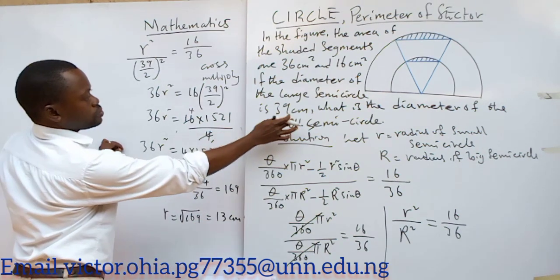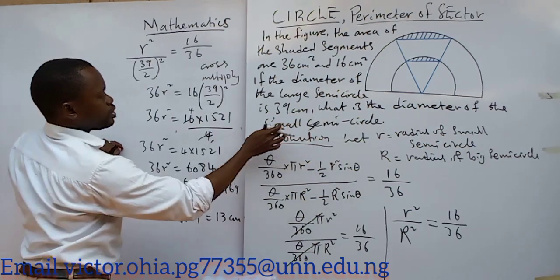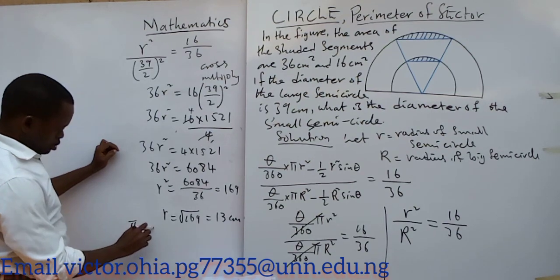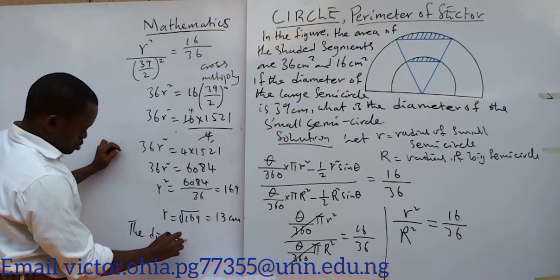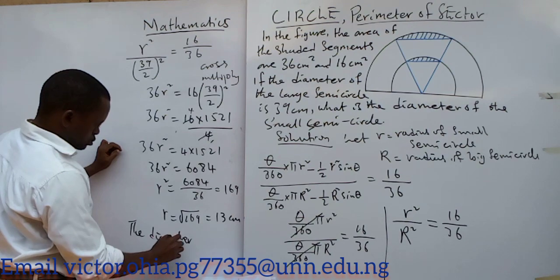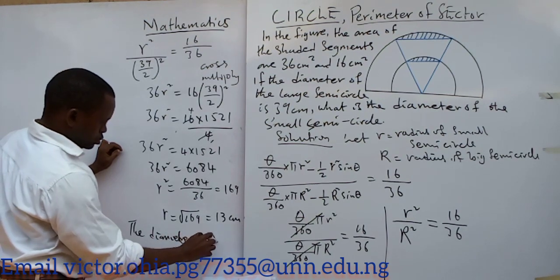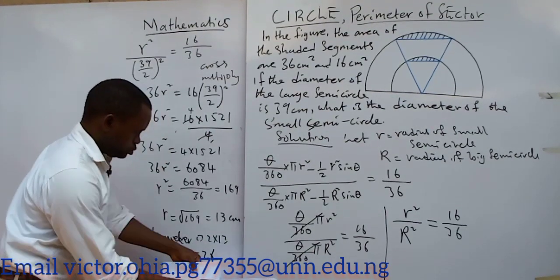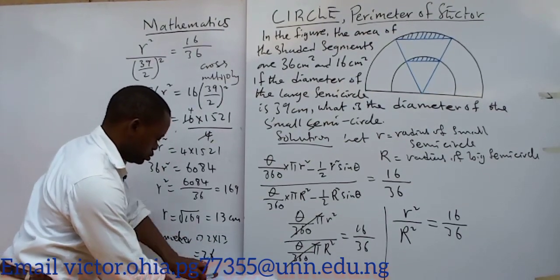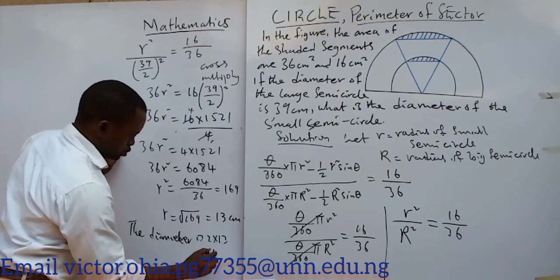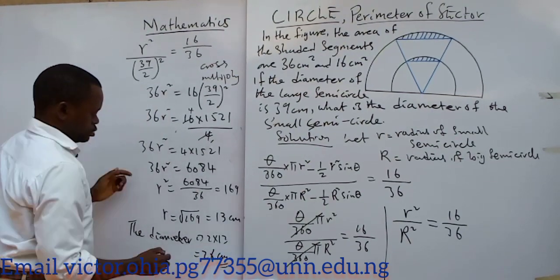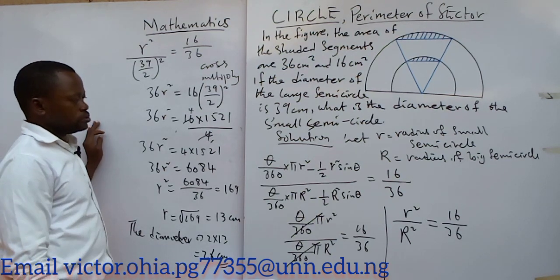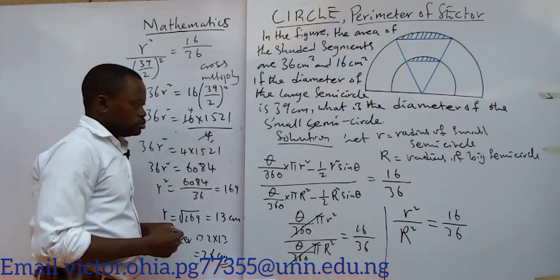But what they asked us is, what is the diameter of that small semicircle? So the diameter is 2 times 13, and that will give us 26 cm. That's how we were able to handle this.